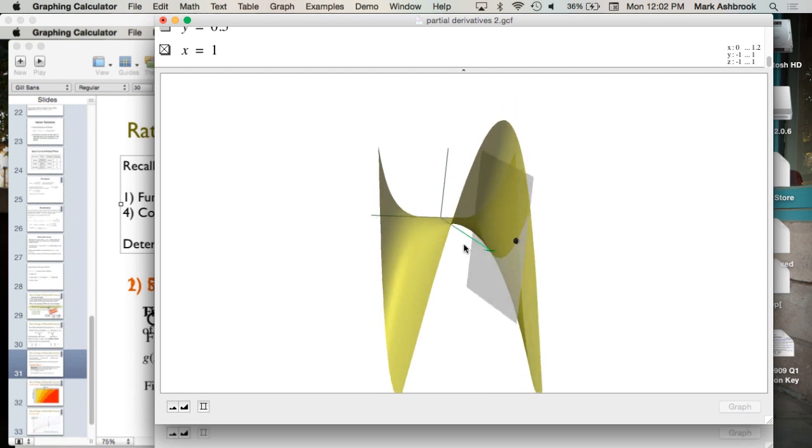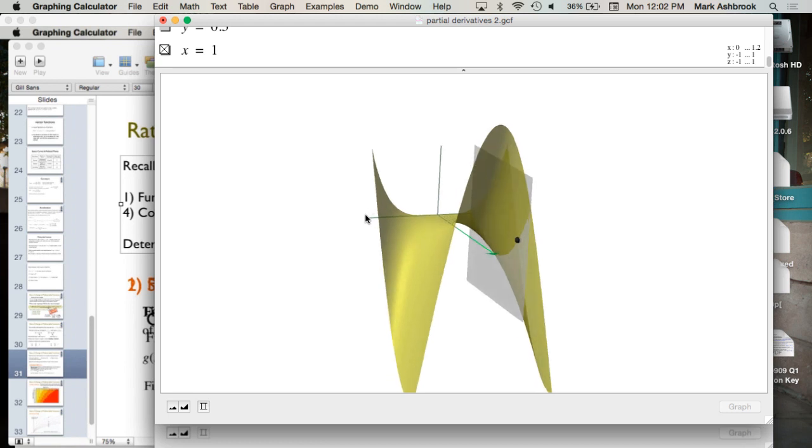Now we fix y, and we look at the trace of the surface and what z does for a small change in x. Partial with respect to x, positive, negative, or 0? Positive, because if x increases, z goes up at some ratio of change in z to change in x, and that is the partial with respect to x. Okay, so that's that.